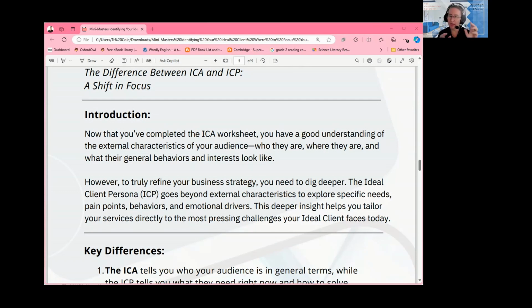So in essence, your ICP allows you to offer solutions that directly meet their needs in their business or life journey, rather than simply marketing to the broad audience.